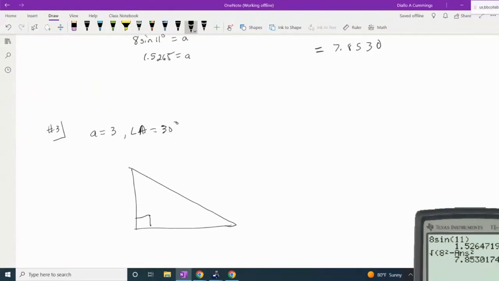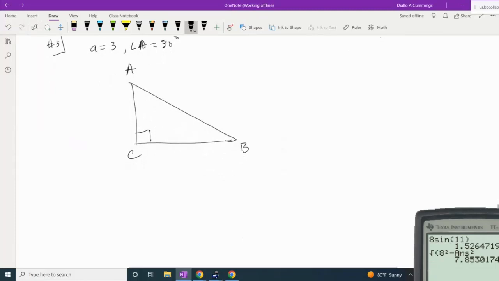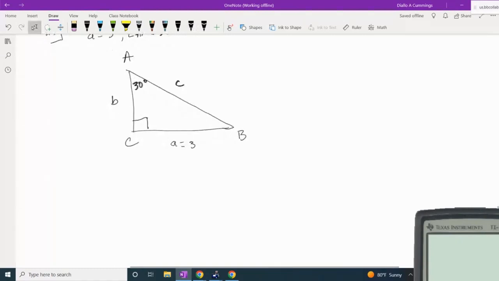Now, it really doesn't matter what angle physically on this triangle you call A or B. I'm basically going to start at the top. I'm going to call that angle A, this angle B, and this angle C. The side that's opposite angle A is side A, and that's 3. The side that's opposite angle B is side B. The side that's opposite angle C is side C. And they also give us that angle A is 30 degrees.